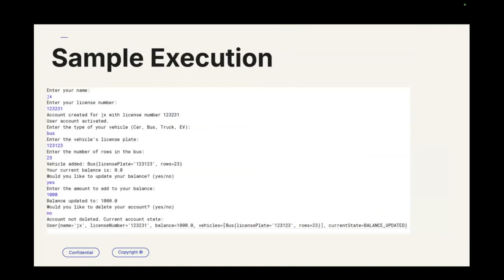And then that is my sample execution, in which I type the name and then type the license number, and then it tells me that my account is created successfully with the license number. And then I choose the type of vehicle, and I choose bus, and I type in the license plate of the vehicle, and then it asks me for the special attributes of the bus, the rows in the bus. I type 23, and then it gives me the feedback of the bus, which has the license plate and the rows.